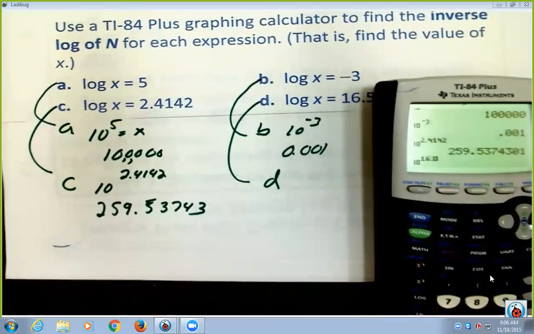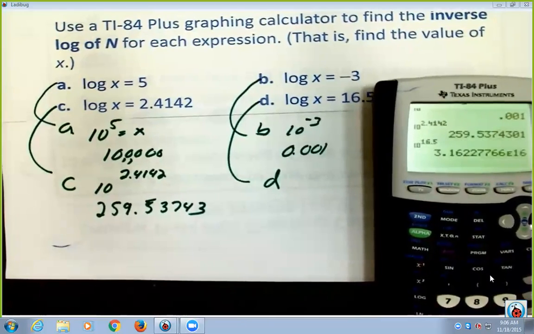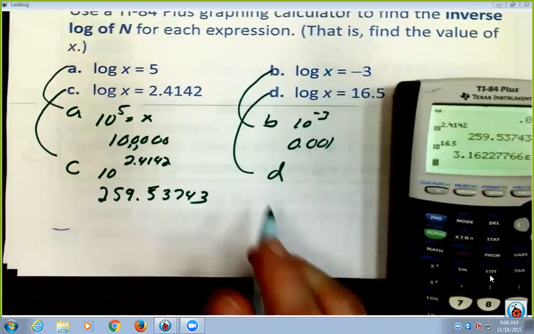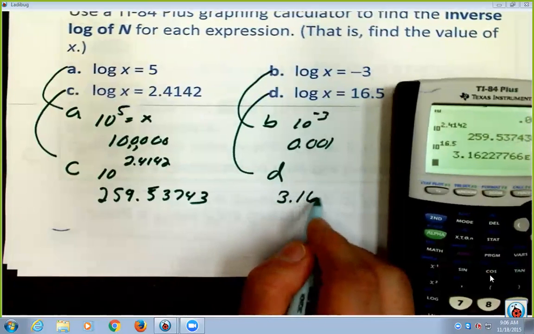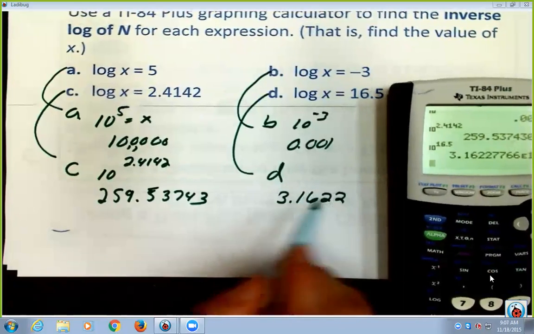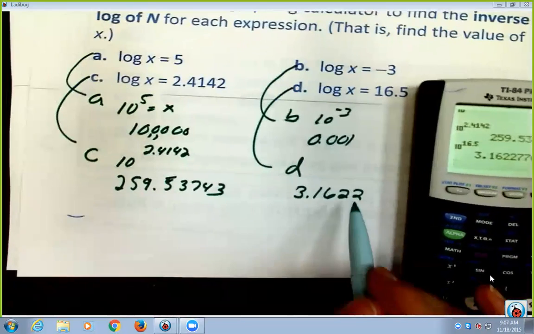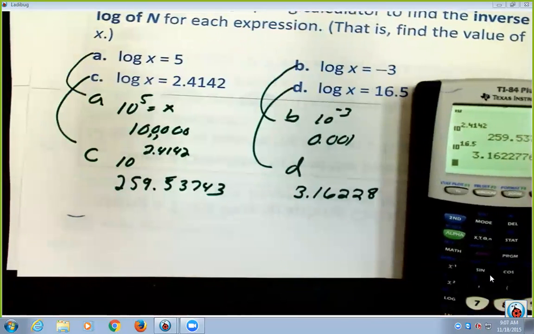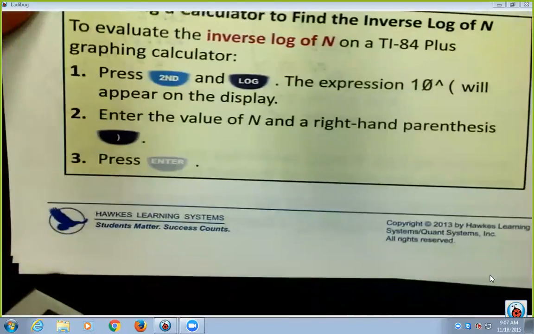So second, log 16.5, hit enter, and the answer to D is 3.16228 when it rounds it off. Okay. All right, and that's logs. So logs aren't bad. Logs are just what logs are.